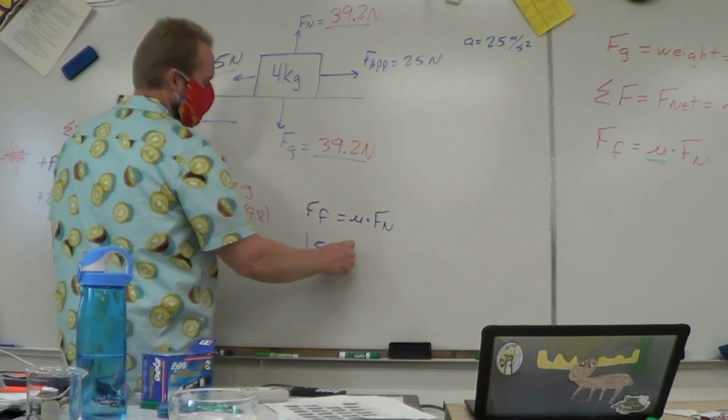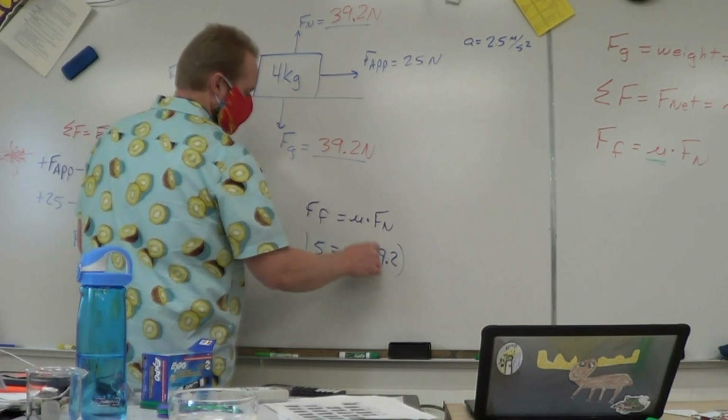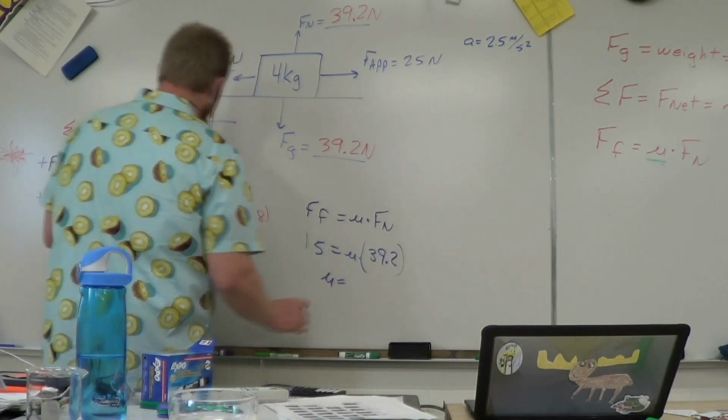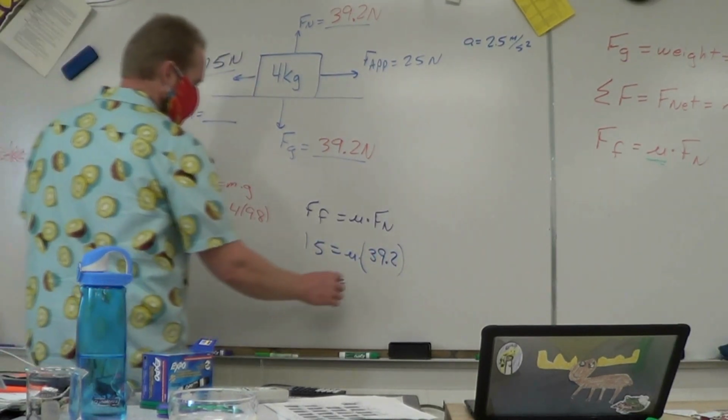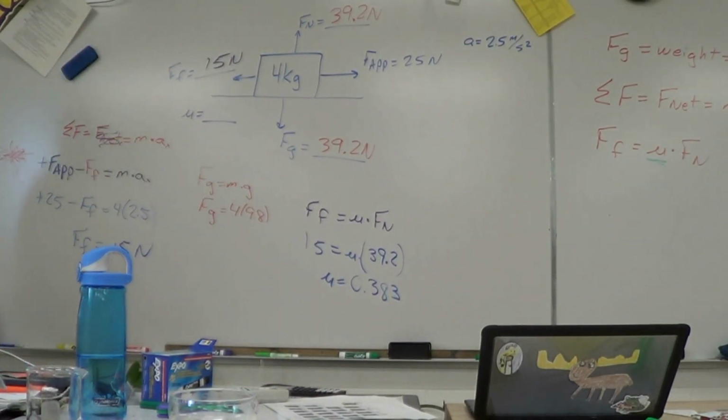So if this is 15, and this is 39.2, then our coefficient of friction, again trusting my answer key was correct, is 0.383. It's a coefficient. A coefficient is a number. The units associated with a coefficient is nothing. There are no units. So it's just a number. It's 0.383. Typically, coefficient of friction is less than 1, like it is here.